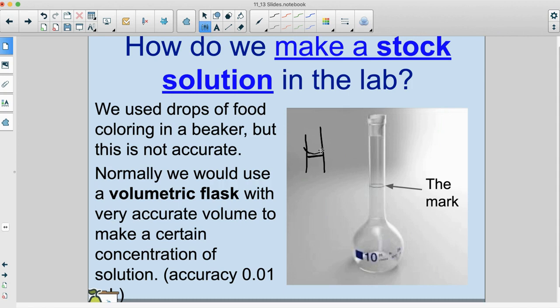And if the meniscus of water, water makes a meniscus with glass, if the bottom of that meniscus ends up right on top of that line, then you have exactly 10.01 milliliters. So this curve that water makes with glass is called the meniscus, and the reason why it clings on this side is because the water is attracted to the glass, so it makes this curved shape right there.